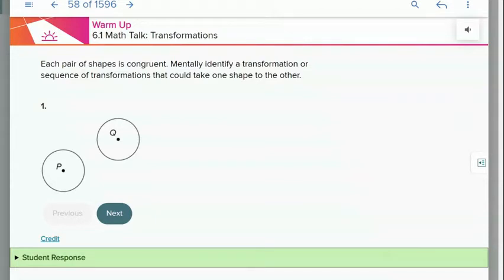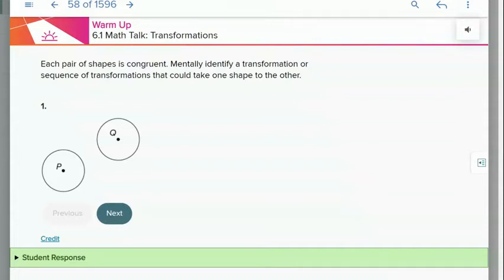All right, so 6.1, Math Talk, Transformations. Each pair of shapes is congruent. What does that mean? Look at P, look at Q. What do you think congruent means? All right, so hopefully you paused it, you thought about it. Congruent means that circles P and Q are the same size. They're very similar, okay? The radius is definitely the same.